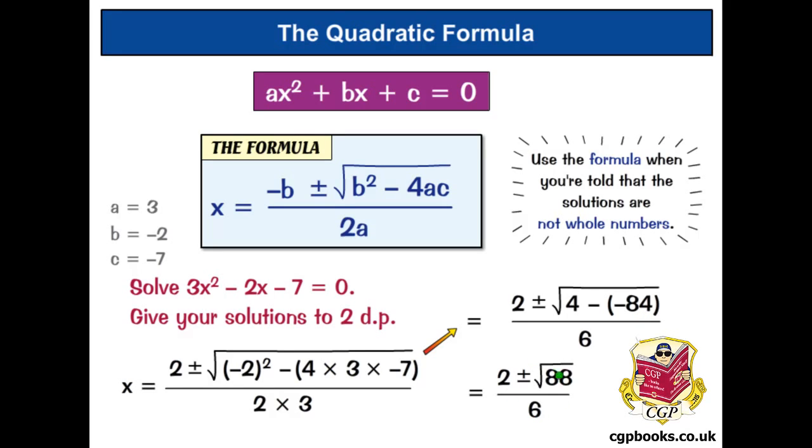And now you can't do anything with this, so it's time to get your calculator out. And you do 2 plus root 88 over 6, and that gives you that when you've rounded to 2 decimal places. And then you do 2 minus root 88 over 6, and that gives you that when you've rounded to 2 decimal places. So they are your 2 solutions.